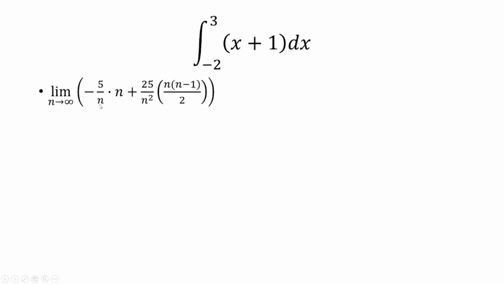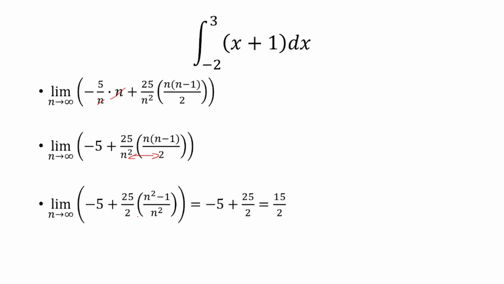Now I can cancel out the n's. So the n's will cancel, and then we'll have -5 plus 25 over n squared times n times (n minus 1) over 2. Now I'm going to switch the n squared and the 2. And so the limit as n approaches positive infinity of -5 is just -5. And then this will go to 1, since think of this as, in the long run, n squared over n squared, which is just 1. So it's 25 over 2 times 1. And when I add this, I get the answer is 15 over 2.